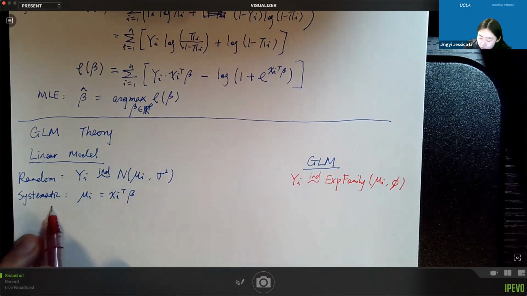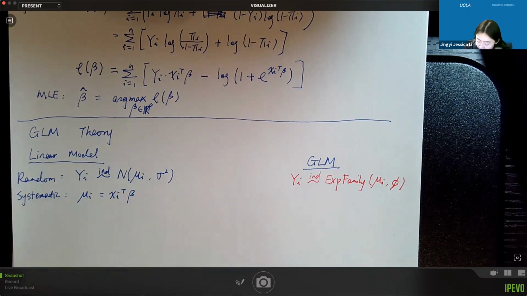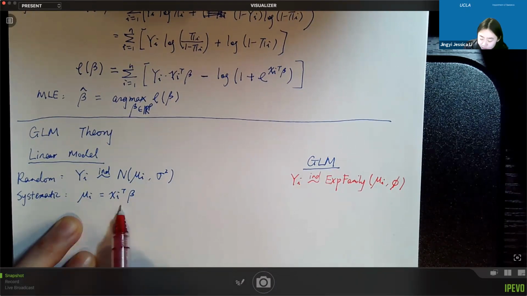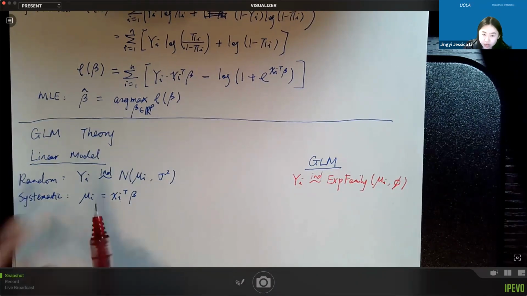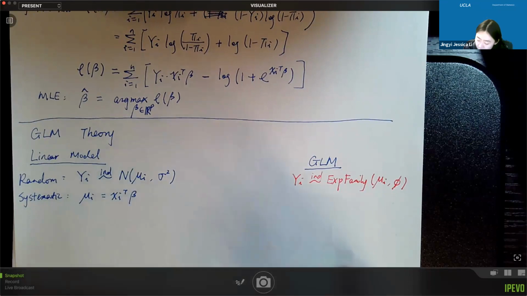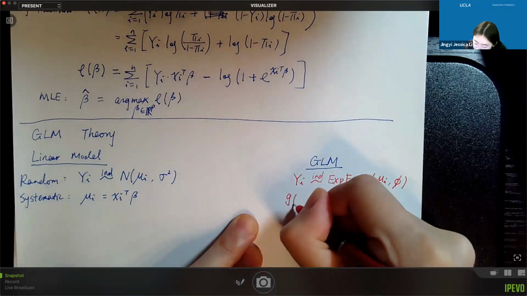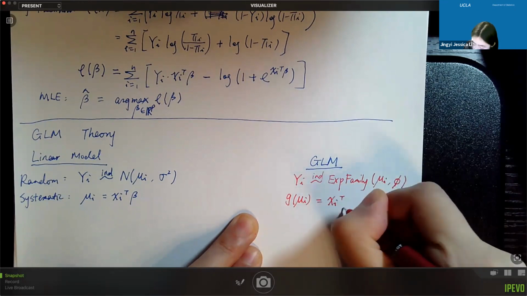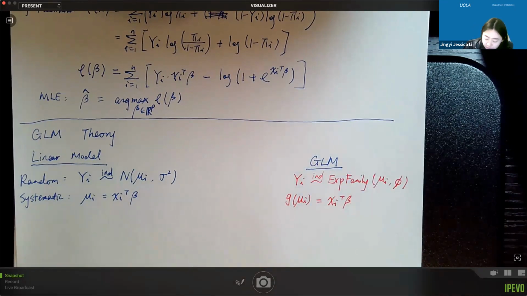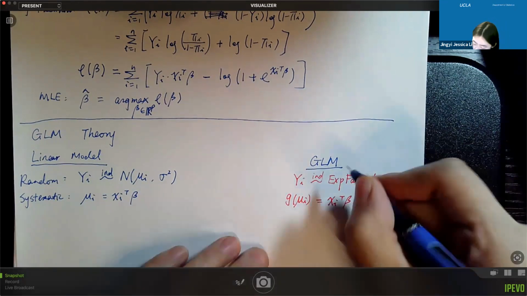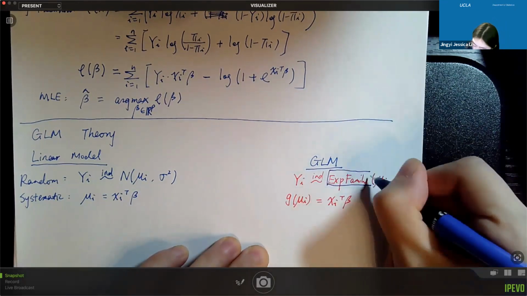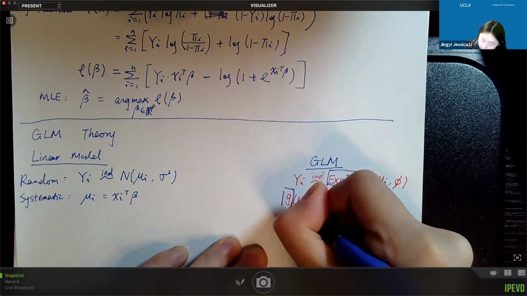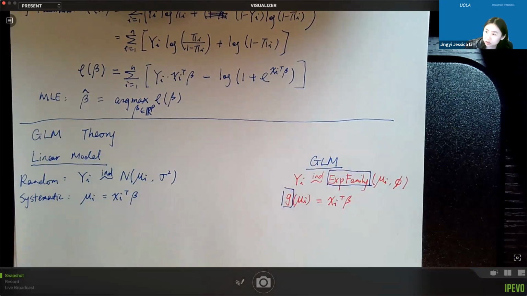And for the systematic structure, we need a change. That is, it's not just mu i directly associated to be equal to the linear function, or we call it the linear predictor. Instead, we do a transformation g of mu i. Assume this transformed mu i is xi transpose beta. So the two changes are in the distribution and in the transformation. The g function we call the link function. So we're going to introduce each of them.